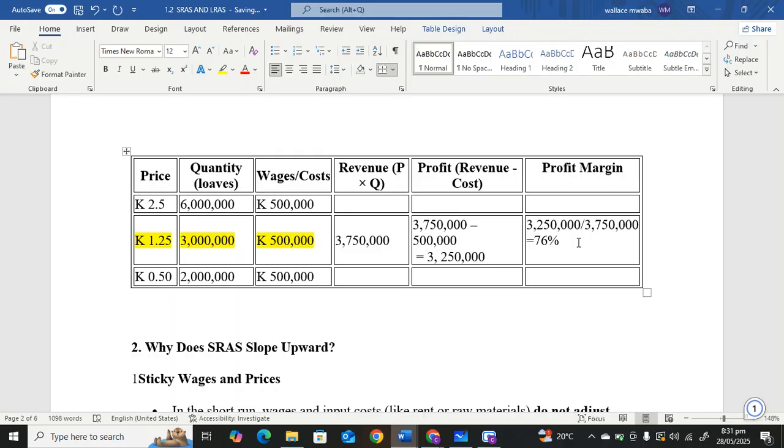Okay, now price level has gone up. And the business says, okay, so price levels have gone up. Let's increase the price of the good that we're selling and our wages stay the same. And let's also increase our output.